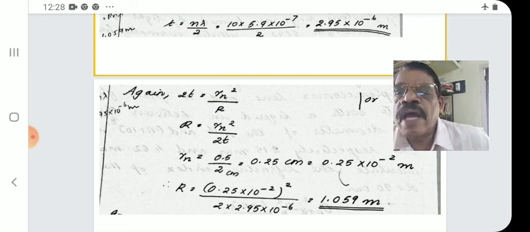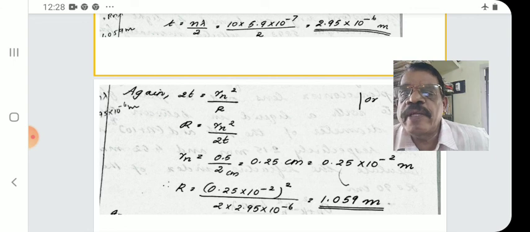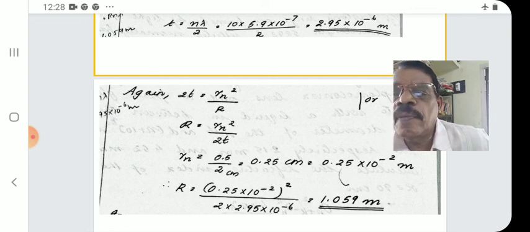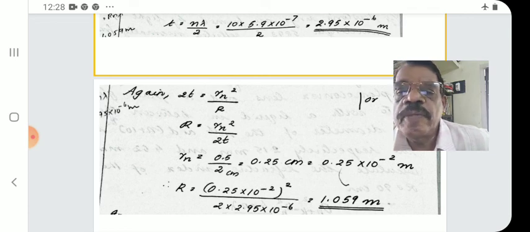Path reference 2t is R square by R. From this we can find Rn square by 2t. Rn is what? 0.6 by 2, that is in centimeter, 0.25 centimeter. 0.5 by 2 is 0.25 centimeter, that is 0.25 into 10 raised to minus 2 meter.